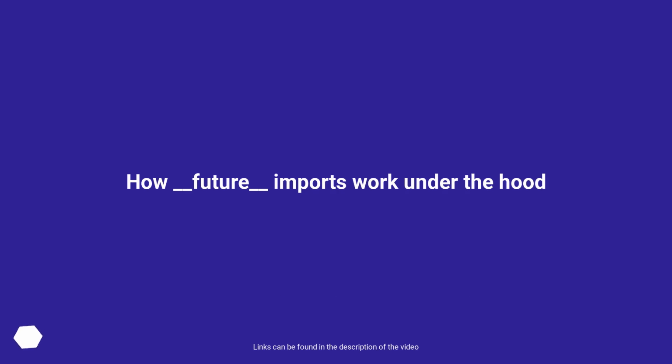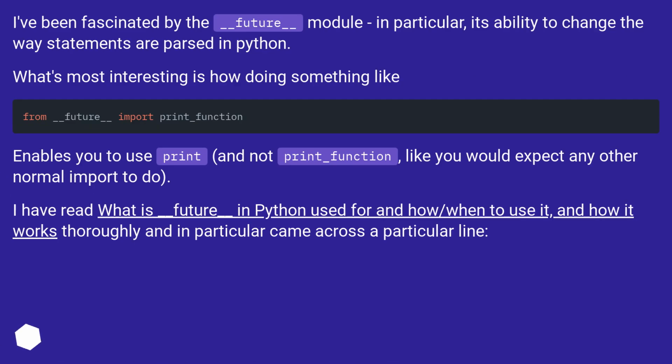How __future__ imports work under the hood. I've been fascinated by the __future__ module, in particular, its ability to change the way statements are parsed in Python. What's most interesting is how doing something like this enables you to use print, and not print_function, like you would expect any other normal import to do.